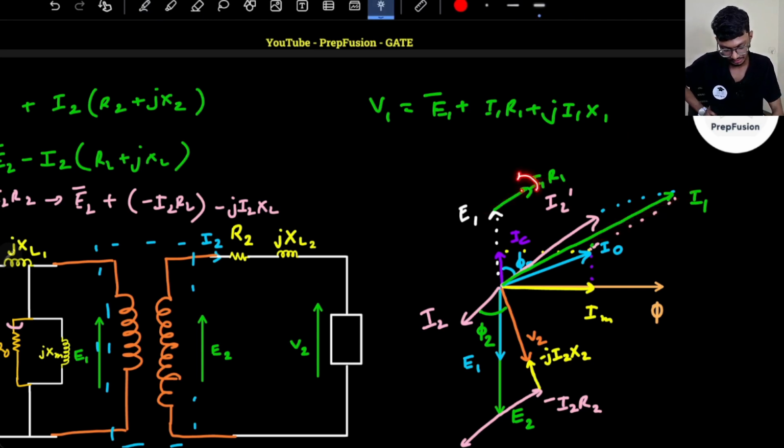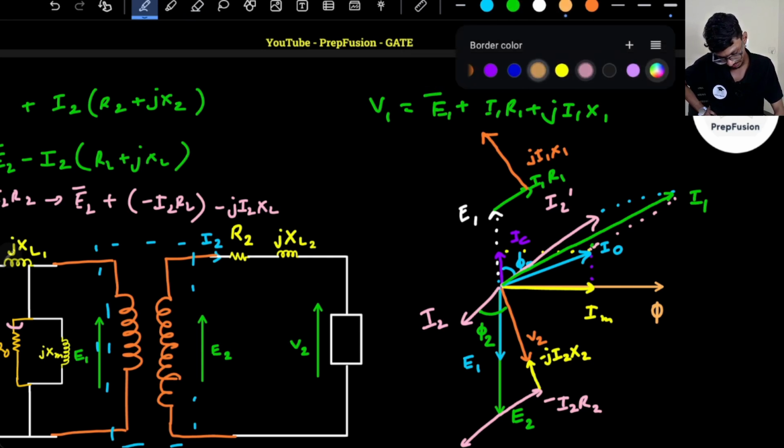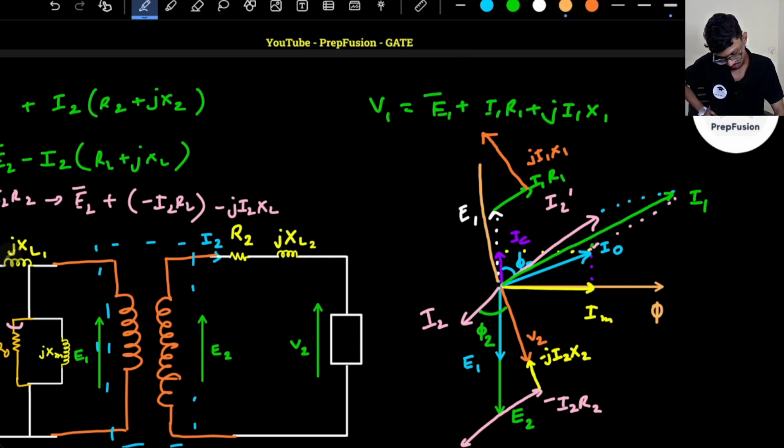So j I1 will be at 90 degrees in the anti-clockwise direction because I'm adding a 90 degree angle. So this will be j I1 X1. Okay, so what will be my V2 basically? So my V2 will be this value. Actually this j I1 X1 is more big. So generally V2 lags more actually. Okay, so my V1, if I have any good color left, so V1 will be this. This will be my V1.